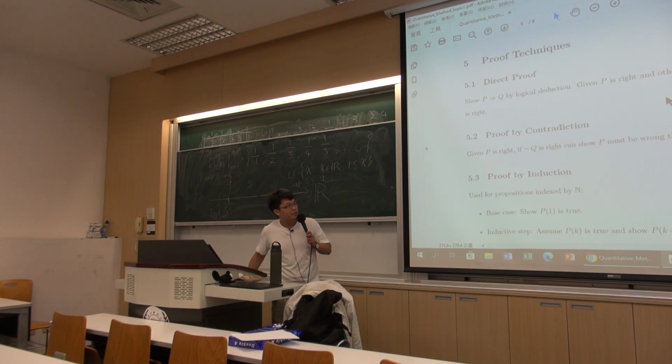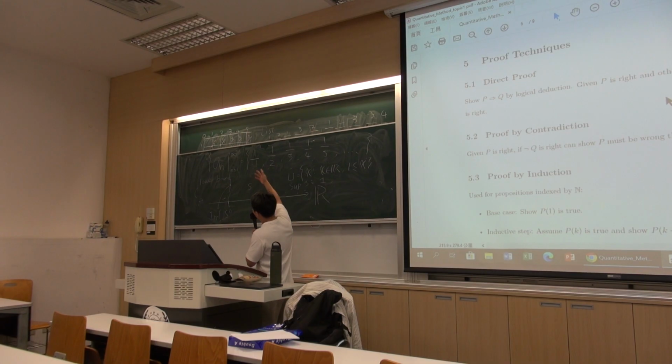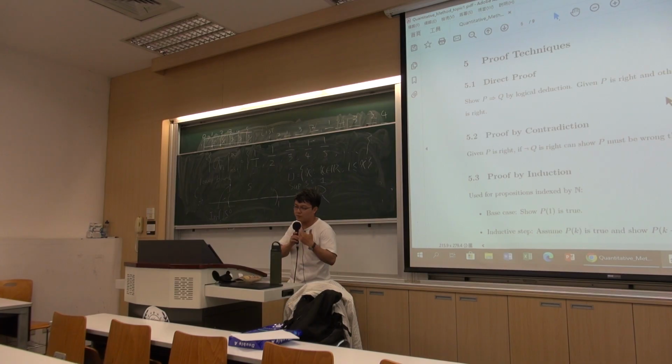Okay, so basically we have three ways to write down a proof. The first one is to write down a direct proof. For example, like the one I put here, how to prove the rational numbers are countable. That way is a direct proof. It's like, given the statement P is right, how can I infer that the statement Q is right as well.